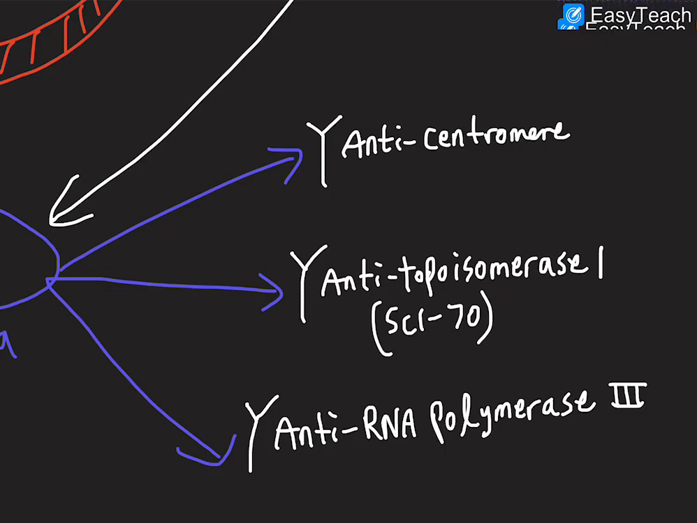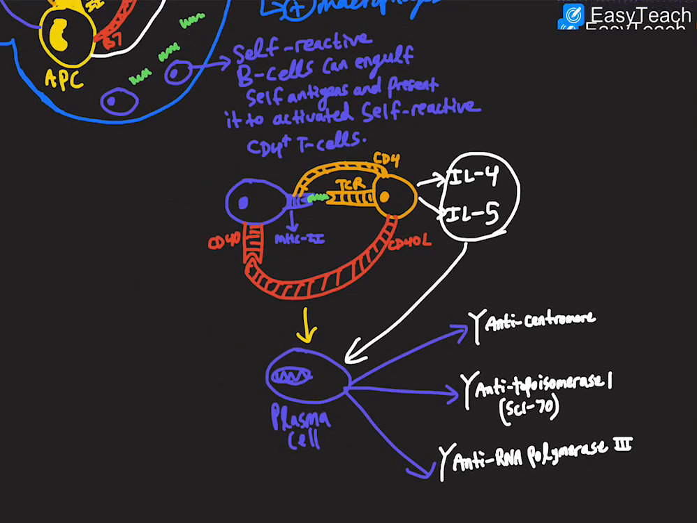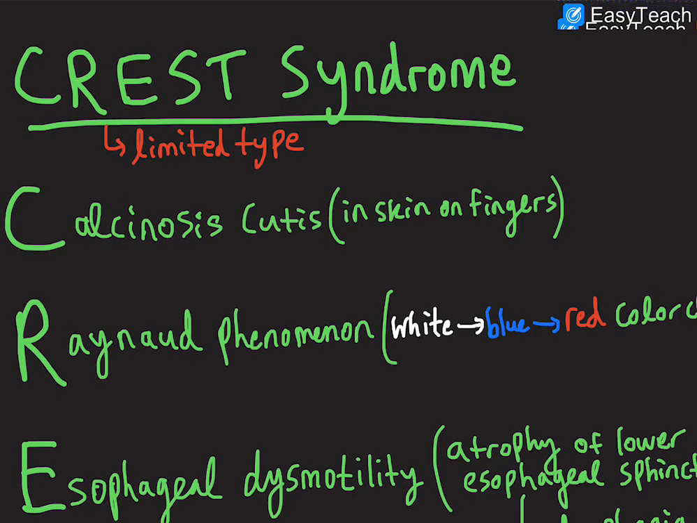So because your self-reactive B cells get activated, that leads to differentiation into plasma cells, who then produce antibodies like anti-centromere antibodies, anti-topoisomerase 1 antibodies, and anti-RNA polymerase 3 antibodies. So that's how autoantibody production works in this disease. Okay, so now we know we're getting a bunch of fibrosis and autoantibody production so far. All right, so let's go and see what happens next.